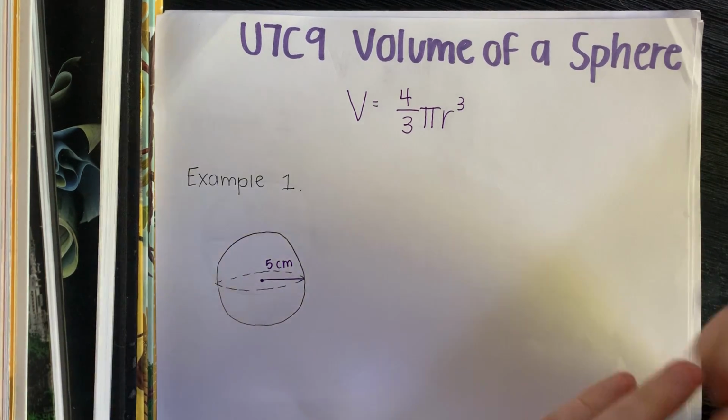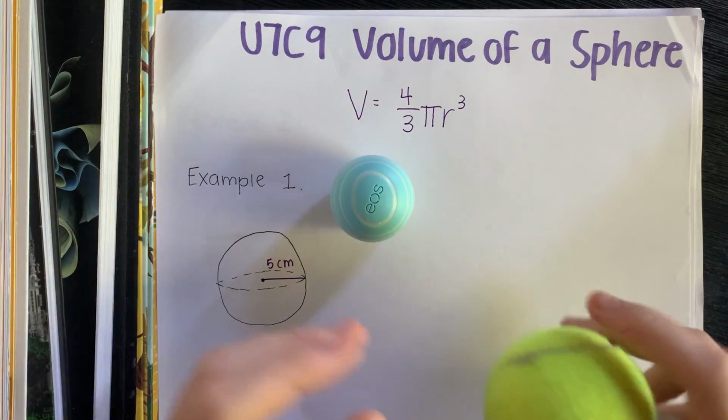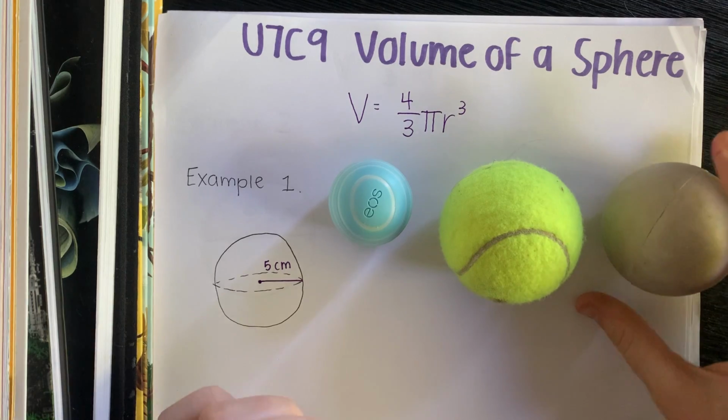We're going to start today with a couple of examples. So far, we have learned how to calculate the volume of a cylinder and a cone. So today we're moving on to a different shape, and that is a sphere. So a three-dimensional circle.